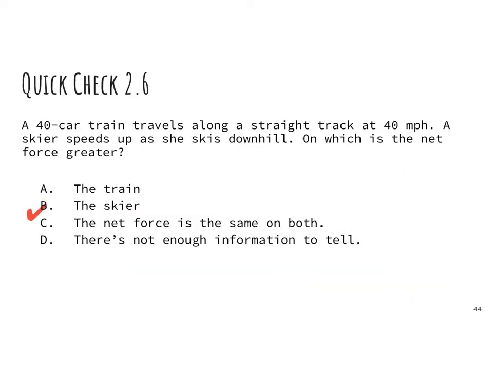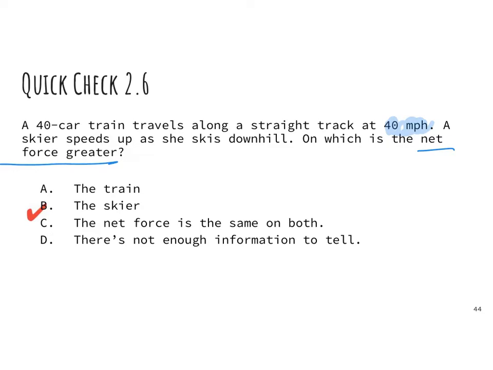All right, just another quick check. A 40-car train travels along a straight track at 40 miles an hour, indicating that it is a constant velocity, and a skier speeds up as she skis down the hill. In which case is the net force greater?